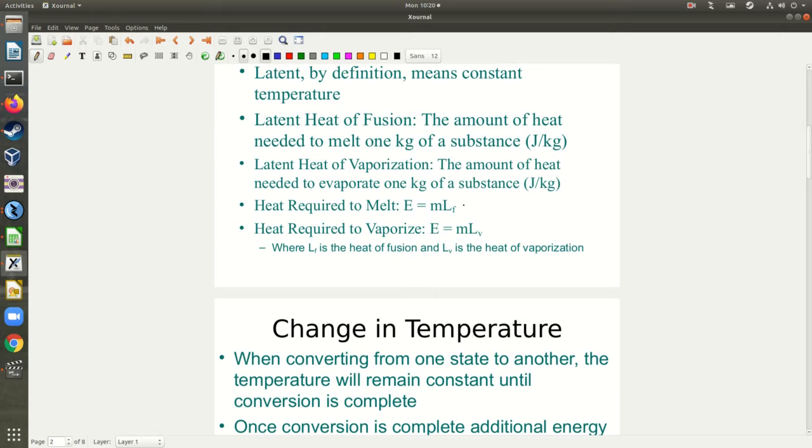You will discover that Lf, your heat of fusion for water, is going to be 334 joules per gram, and your latent heat of vaporization, I believe, is 2256 joules per gram. And so every substance has a different latent heat. It's a characteristic property, and I'll do a couple of example problems that have different latent heats.